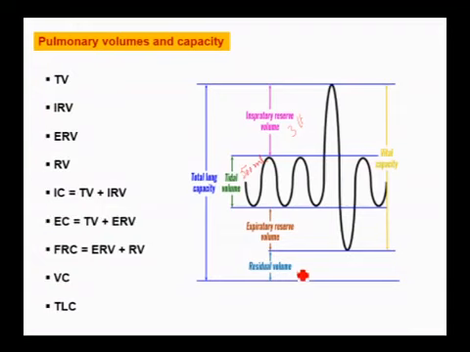The lungs should not get deflated; they should be inflated. A small amount of air gets retained in the lungs, and it is said to be the residual volume. There are capacities. Inspiratory capacity is nothing but the tidal volume plus inspiratory reserve volume. Expiratory capacity is tidal volume plus expiratory reserve volume. Functional residual capacity is ERV plus RV. Vital capacity: when there is deep breathing, the volume of air that we breathe in and out is said to be the vital capacity. Total lung capacity is the volume of air that the lungs can hold within themselves.